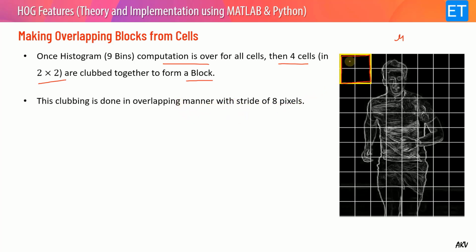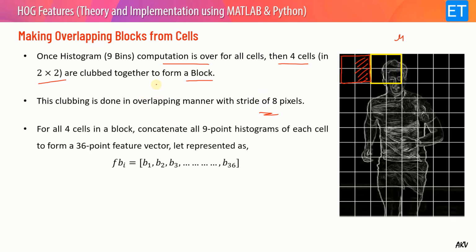So this is one grouping. The next grouping will be this. Here you can see that there is an overlap, this one. And the next grouping will be like this. So with a stride of 8 pixels, there will be overlapping between the blocks.